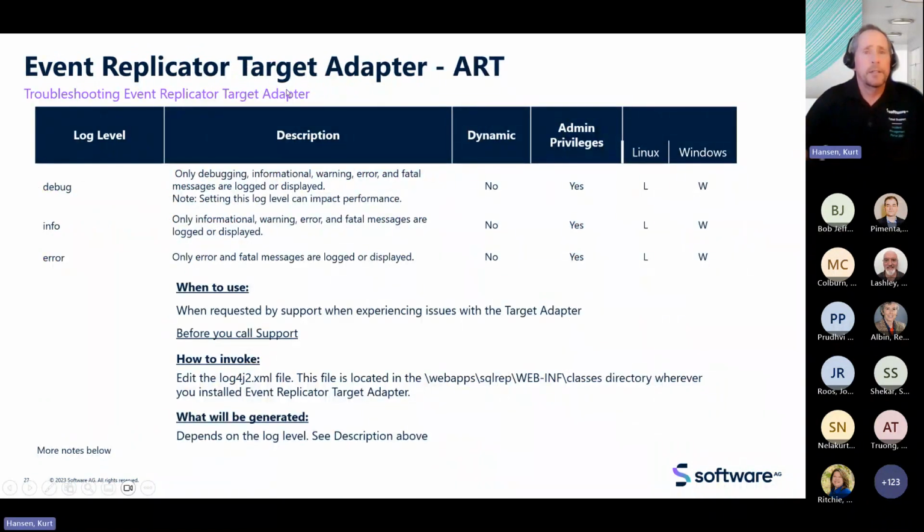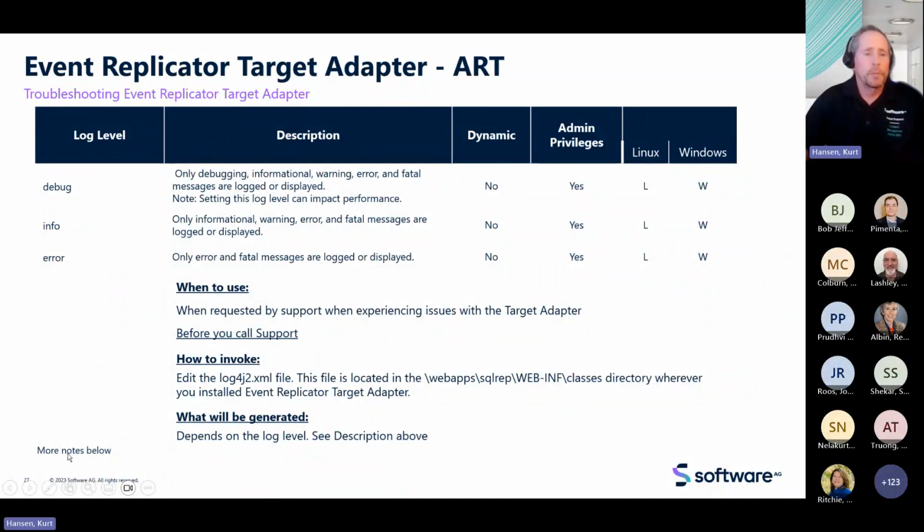The Event Replicator Target Adapter. So with replication, in most scenarios, you have your Event Replicator on the mainframe talking to EntireX, then over TCP/IP to ART. And then ART will talk to your DBMS downstream, say Oracle, MySQL, SQL Server or something. So there's a lot going on there, and there is a way that you can troubleshoot by turning on different log levels.